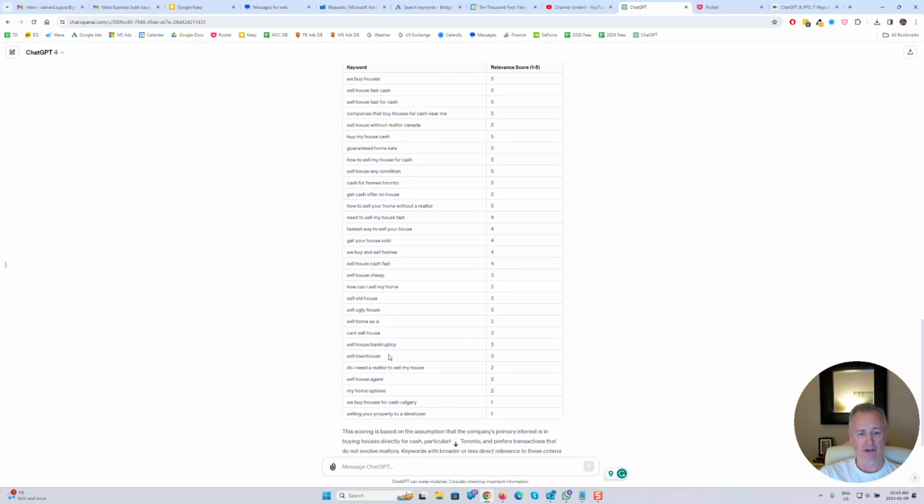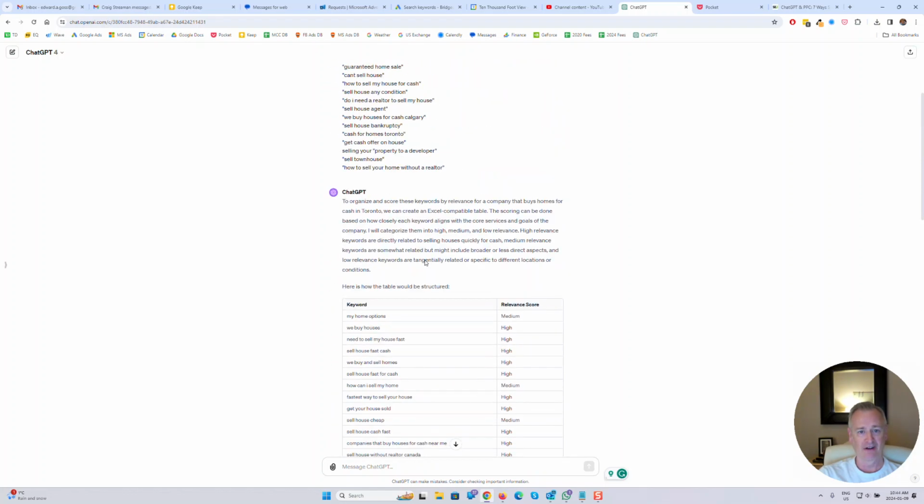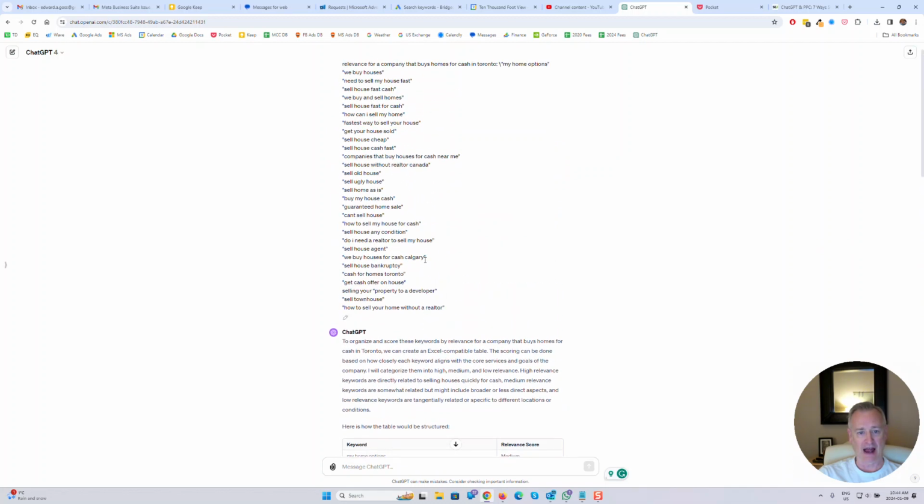Sell townhouse, very non-specific, right? No mention of cash, no mention of Toronto. Sell home as is actually performs really, really well in this type of campaign, but according to Google, not that relevant. And that's because my description doesn't mention as is, right?